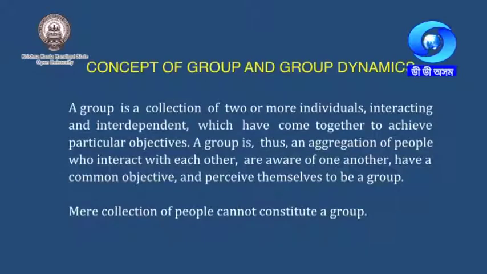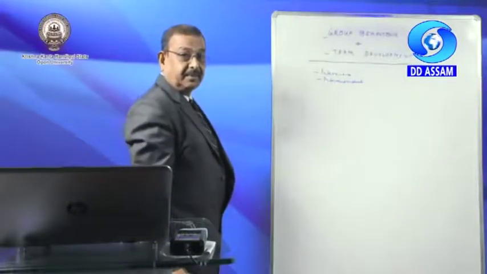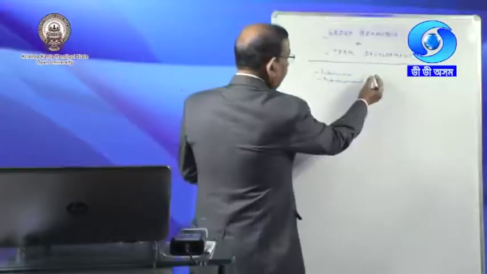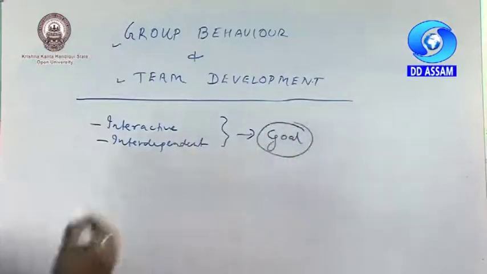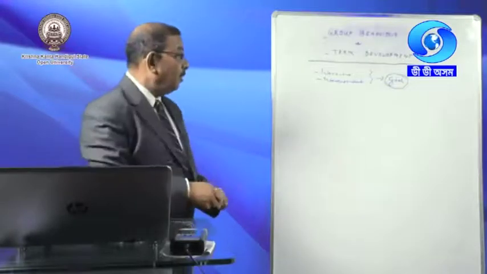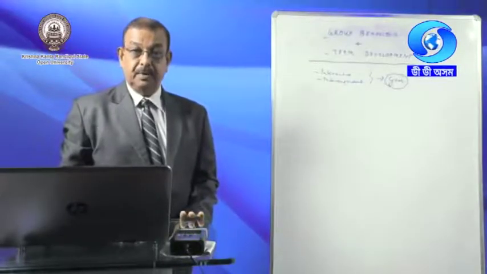So for a group to be effective, there has to be interdependence, there has to be interaction. Committee is an example of a group because they interact. And the committee members are interdependent on each other. And they do it for what? To achieve a goal. That is the basic purpose. So a group is thus an aggregation of people who interact with each other and they are aware of one another. They have a common objective or goal and they perceive themselves to be a group. So there is a group identity.